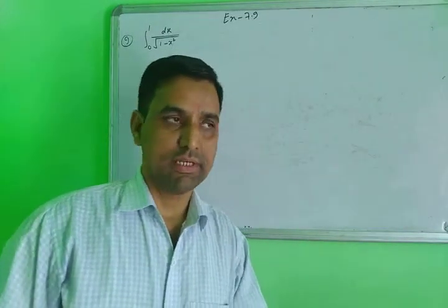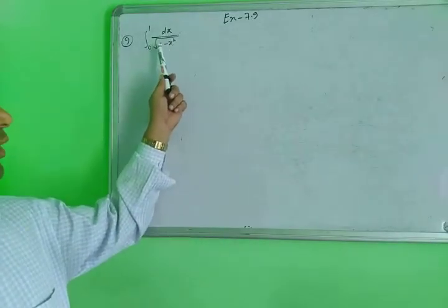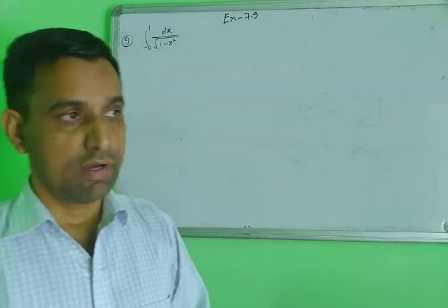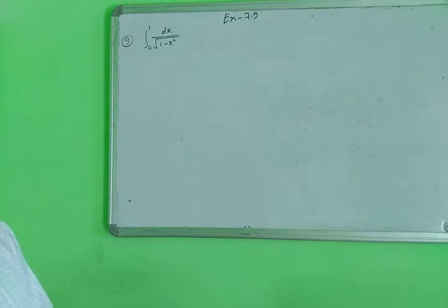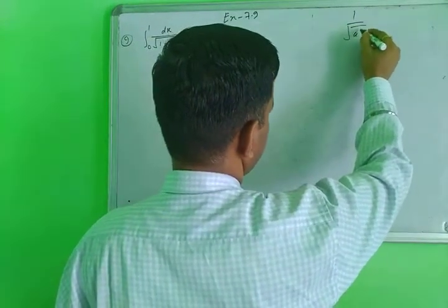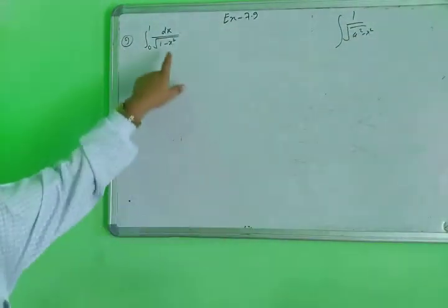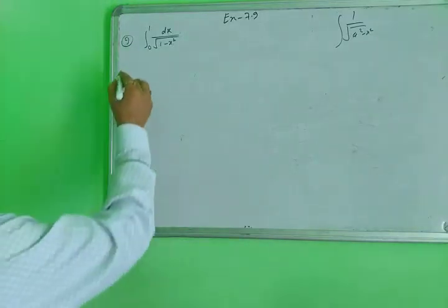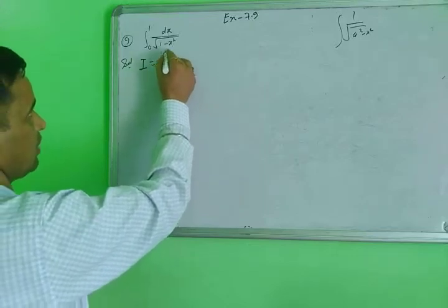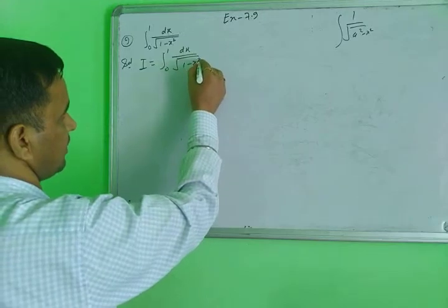Yes class, this question is a different type of question. This is in the form of 1 upon square root of 1 minus x square. How to solve this type of question? Don't use the identity of root a square minus x square, otherwise you will get very confused in the question. First you write the solution: I equals integral from 0 to 1 of dx upon root 1 minus x square.